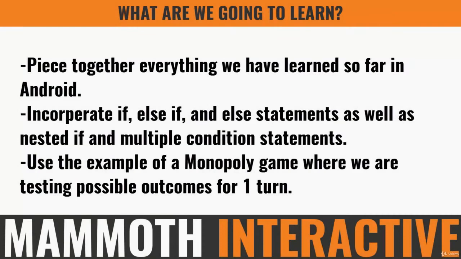So in this final part of our if statement tutorial, we're going to piece together everything we've learned so far, and we're going to use Android to do it. We're going to do this by incorporating if, else if, and else statements, as well as nested if and multiple condition statements. So this is again piecing together pretty much everything from the previous tutorials. Now we're going to use the example of a Monopoly game where we're testing possible outcomes for a turn. So this is going to be a different outcome depending on dice rolls and whether or not we're in jail.